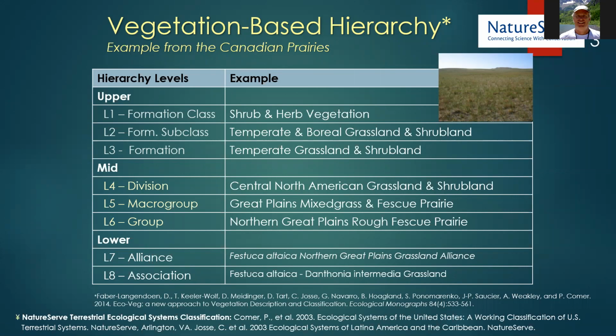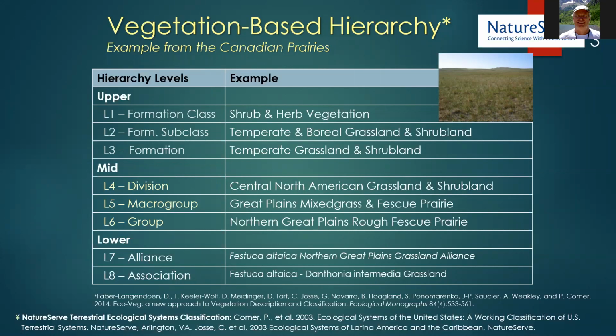NatureServe uses a vegetation-based hierarchy, which forms the basis for the International Vegetation Classification, or IVC, and it provides a mechanism to classify and describe classification units at multiple levels of thematic detail. The example shown here occurs in the Canadian prairies. As you go down in the hierarchy, each classification unit describes a more specific unit that applies to increasingly localized areas. Multiple alliances make up the Northern Great Plains Rough Fescue Prairie group, and many associations make up each of those alliances.